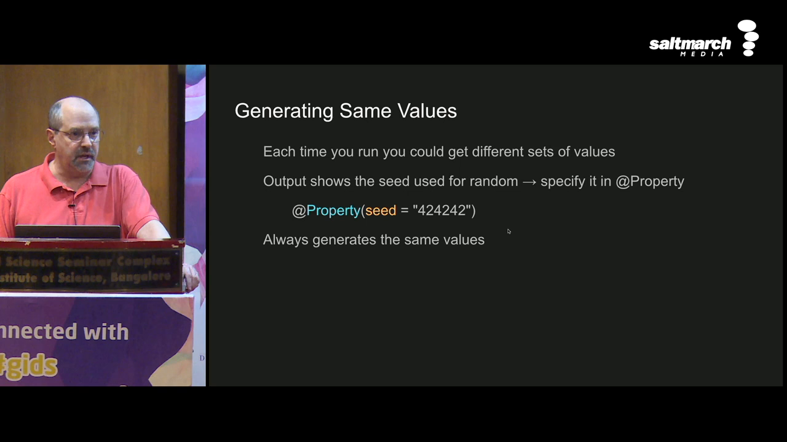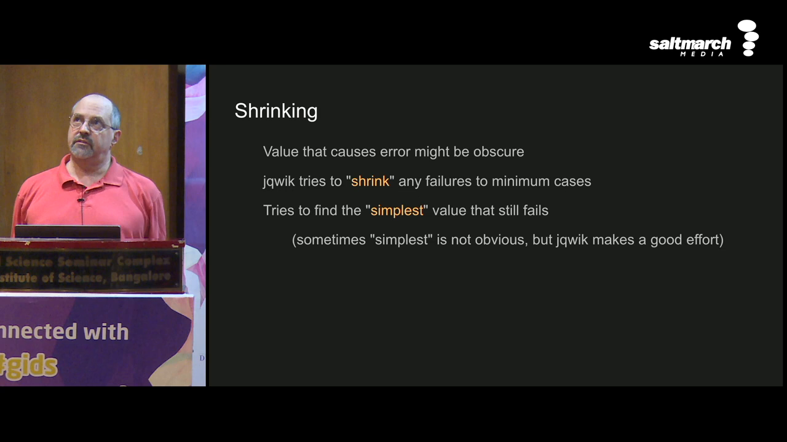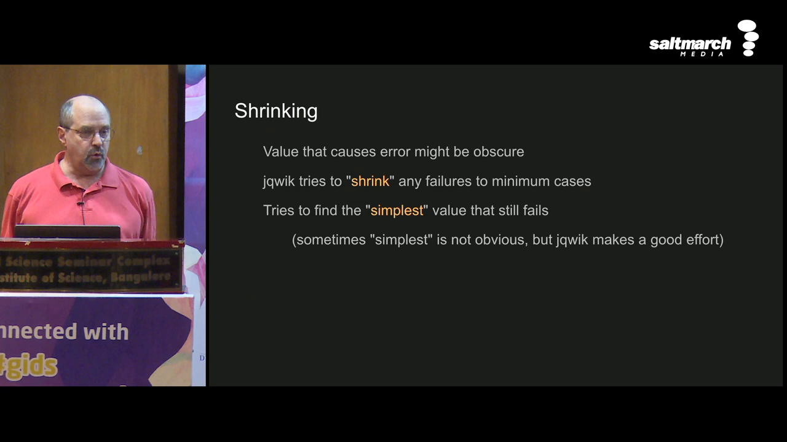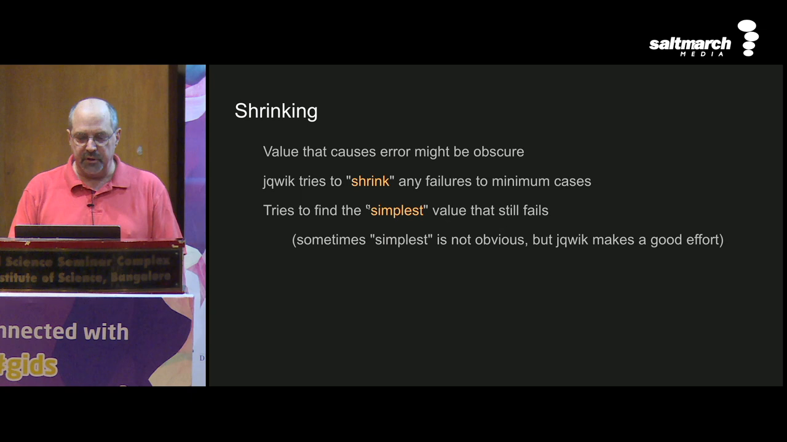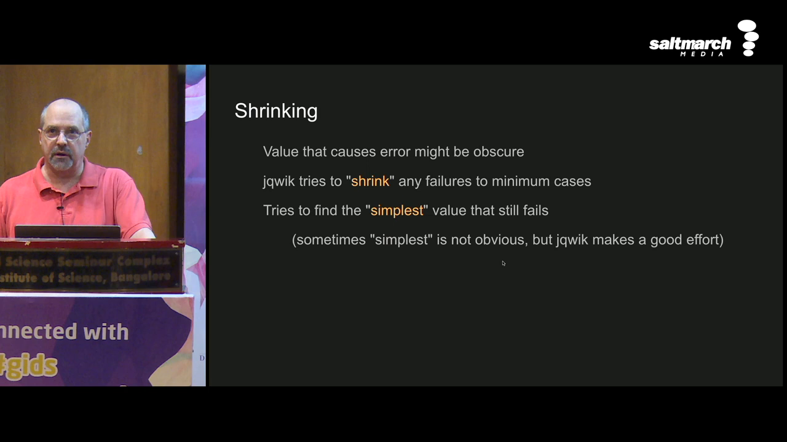Now this is that process called shrinking. Shrinking says, we got an error, but that error may not be terribly informative to you. So jqwik will try to progressively shrink the input down to the simplest possible value that still fails. And sometimes it's not obvious, but jqwik does make a really good stab at it. It's the sort of thing that we would have to do ourselves if the library didn't do it for us. So that's really nice. So then the challenge becomes finding properties.